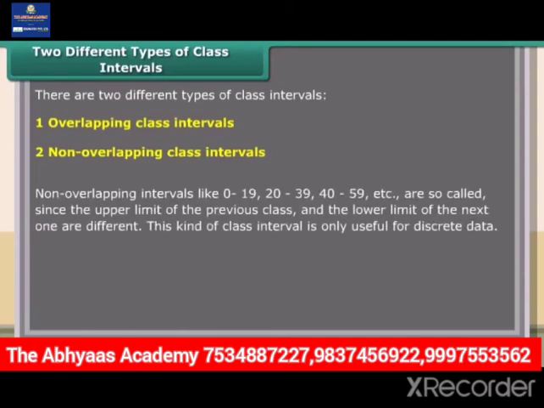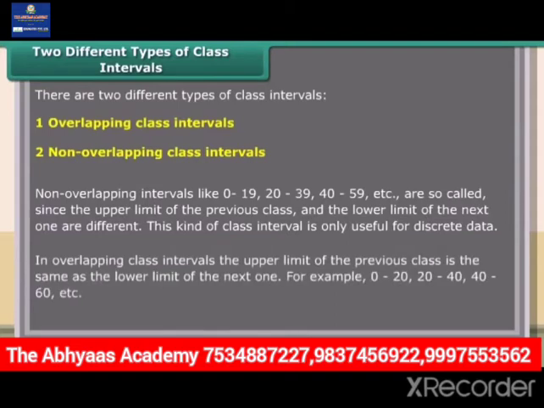Non-overlapping intervals like 0 to 19, 20 to 39, 40 to 59, etc. are so called since the upper limit of the previous class and the lower limit of the next one are different. This kind of class interval is only useful for discrete data. In overlapping class intervals, the upper limit of the previous class is the same as the lower limit of the next one. For example, 0 to 20, 20 to 40, 40 to 60, etc.